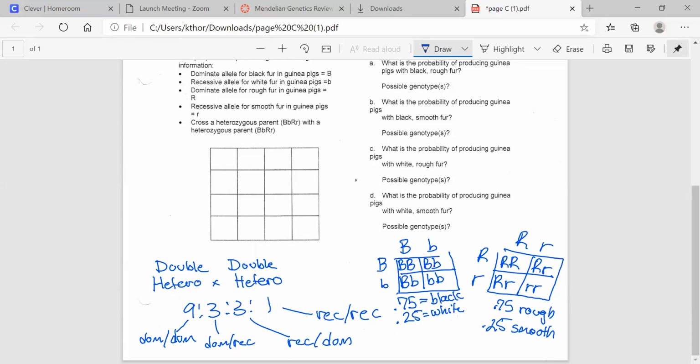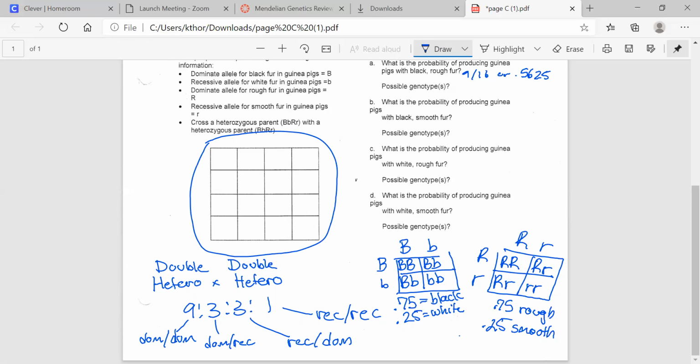What is the probability of producing guinea pigs with black fur? That would be 9 out of 16, or 0.5625. If you did 0.75 times 0.75, that would equal 0.5625. If you multiply 0.5625 times 16, because there are 16 boxes here, you would get 9 out of 16.